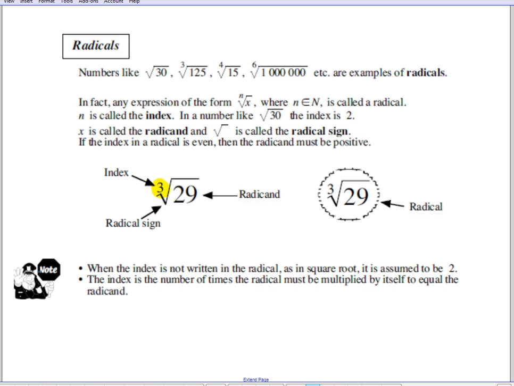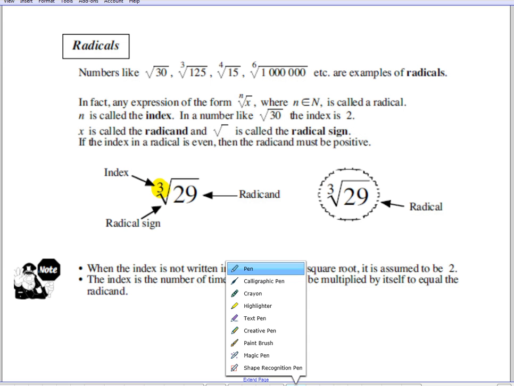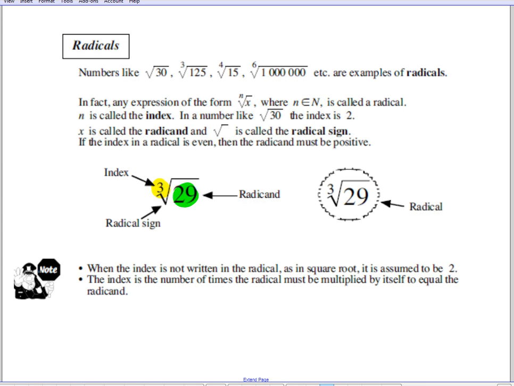What's inside the square root symbol is called the radicand. So in this case, 29 would be your radicand. Everything underneath the square root symbol is the radicand. Okay? And then the whole thing is what we call a radical. And of course, this little weird thing is the radical symbol.